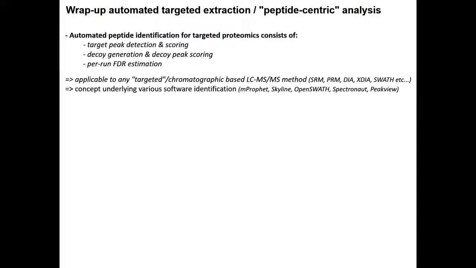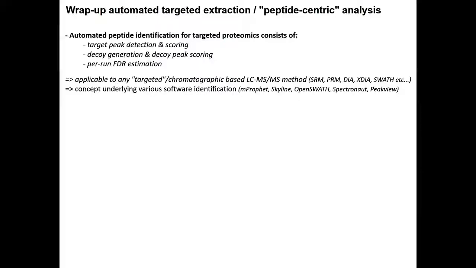So this was just to give you the first step into this story about automatic peptide identifications. You see that the identification scoring concept that we use is quite different from the one you have from DDA database searching. We use target peak detection and scoring. We generate these decoys and we score the decoys the same way as we treat the targets. And then at the moment we do a per run FDR estimation.